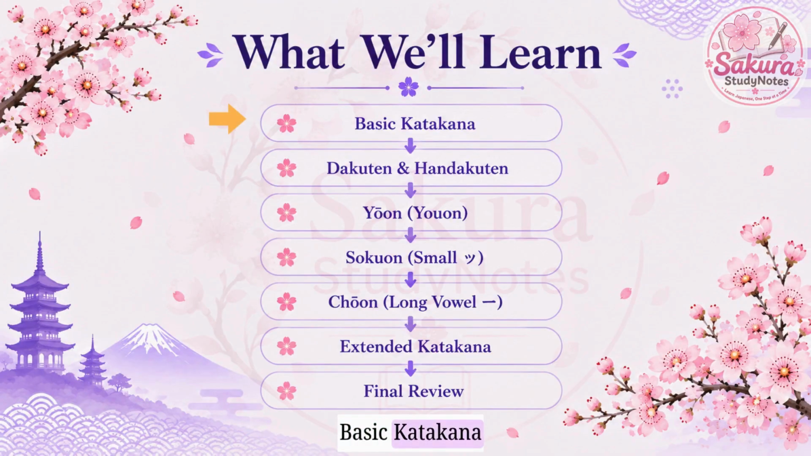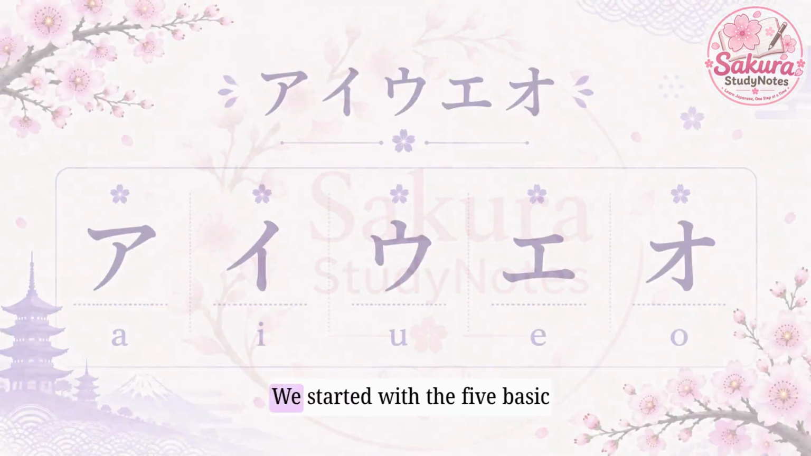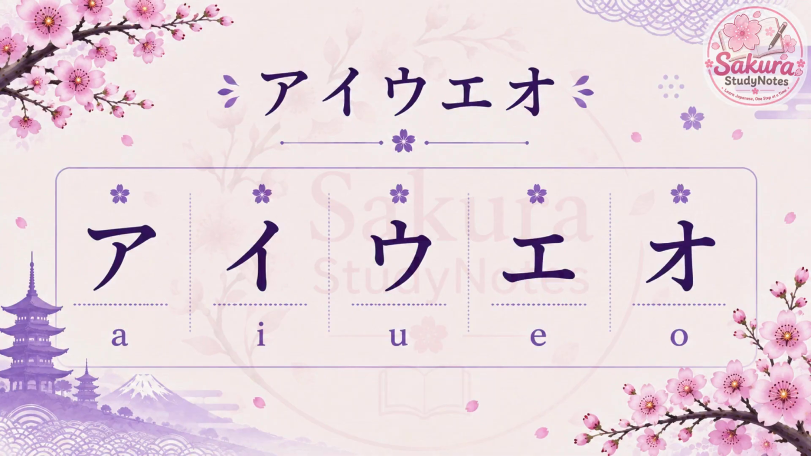1. Basic katakana. 2. Dakuten and Handakuten. 3. Yōon. 4. Sokuon. 5. Chōon. 6. Extended katakana. 7. Final review. We started with the 5 basic katakana vowels.